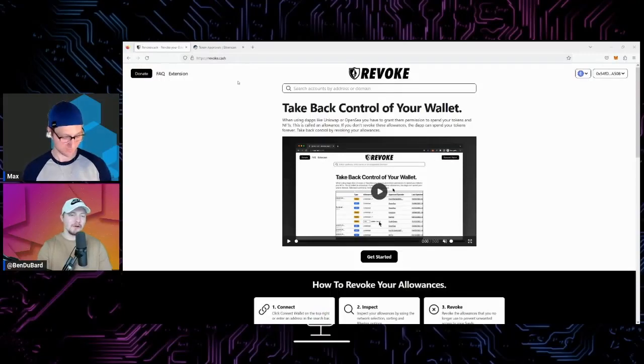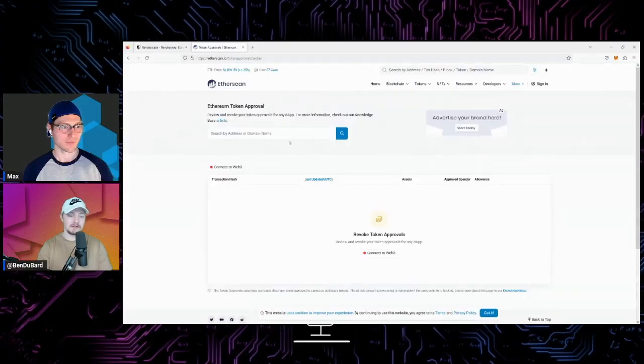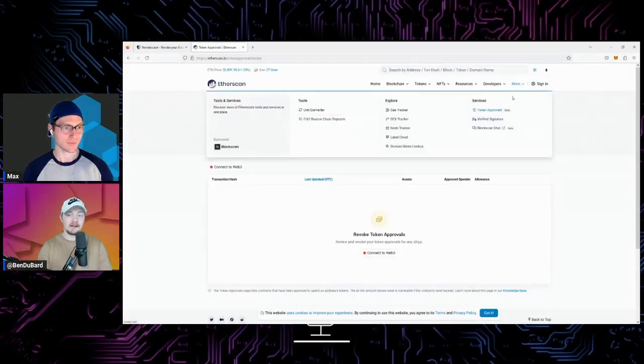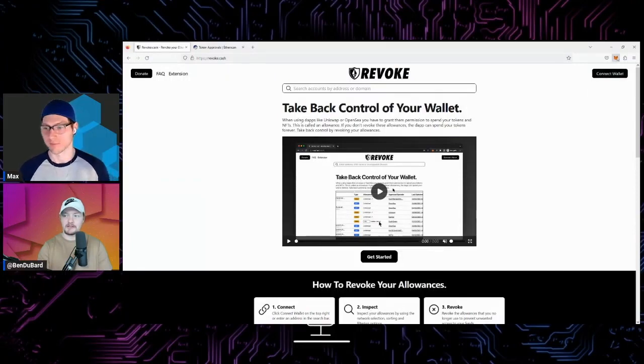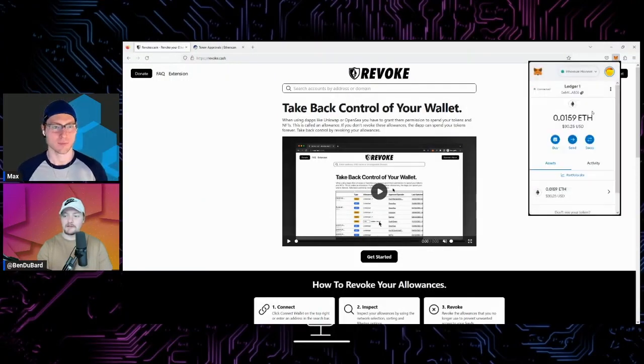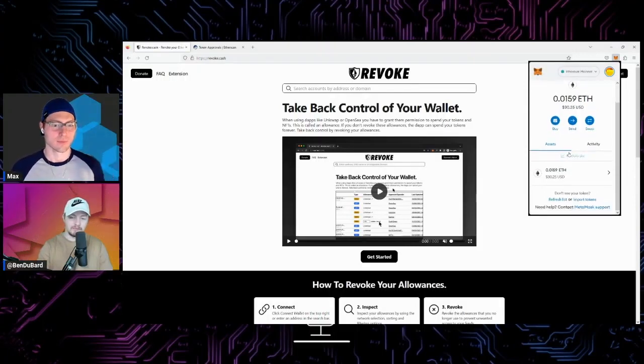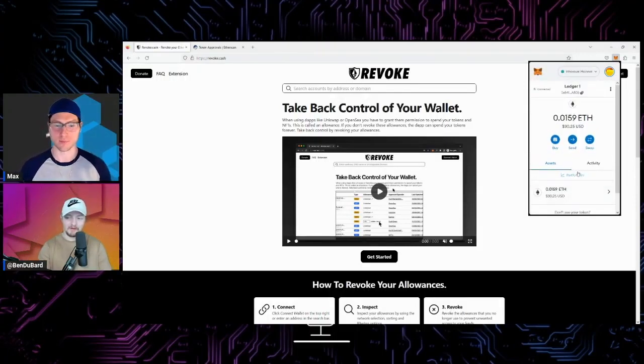Anyway, revoke.cash is one place you can go. You can also go to Etherscan. They have a token approvals thing, so we'll look at both. But here, let me disconnect. And here you can just go, and this is just a tutorial wallet I have, obviously.